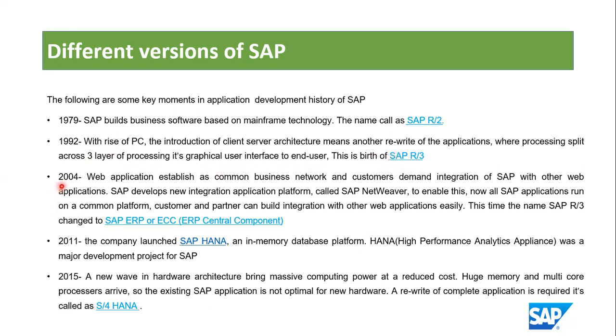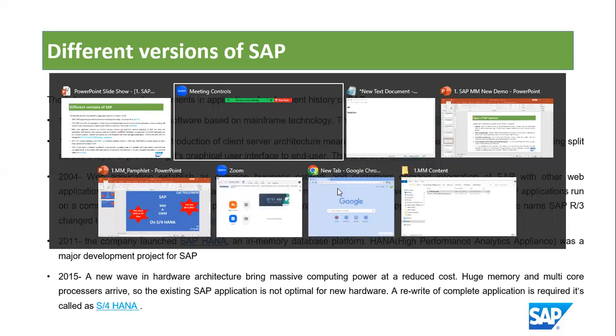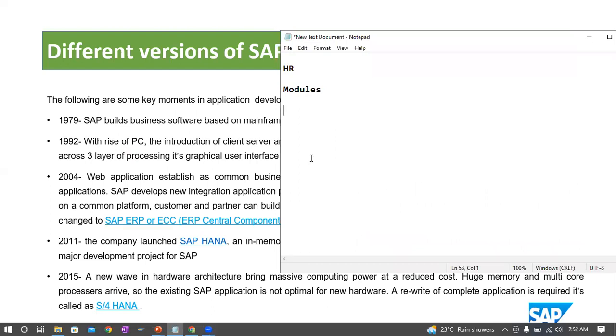And in the year 2004, this web application became a common business network, and customers were demanding the integration of SAP with other web applications. Other web applications means, for example, IRCTC, or any bus booking app, where they use a mobile app. That is a different application owned by IRCTC or the bus operator. But ultimately, when you book the ticket, the data will be stored in SAP. In the background, they have to call the SAP application.